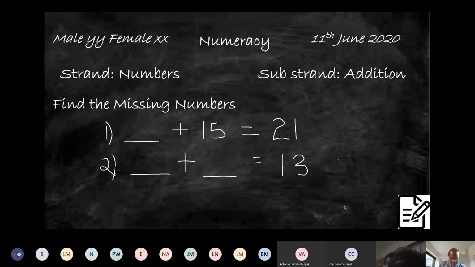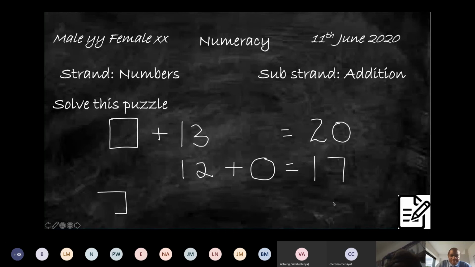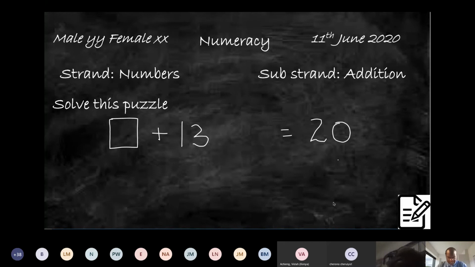Okay, I can see 7 plus 6, 5 plus 8, 10 plus 3, 11 plus 2, 5 plus 8. You are completing the sums, which is good. Let us continue. Solve this puzzle. A square plus 13 is equal to 20. What is the answer?